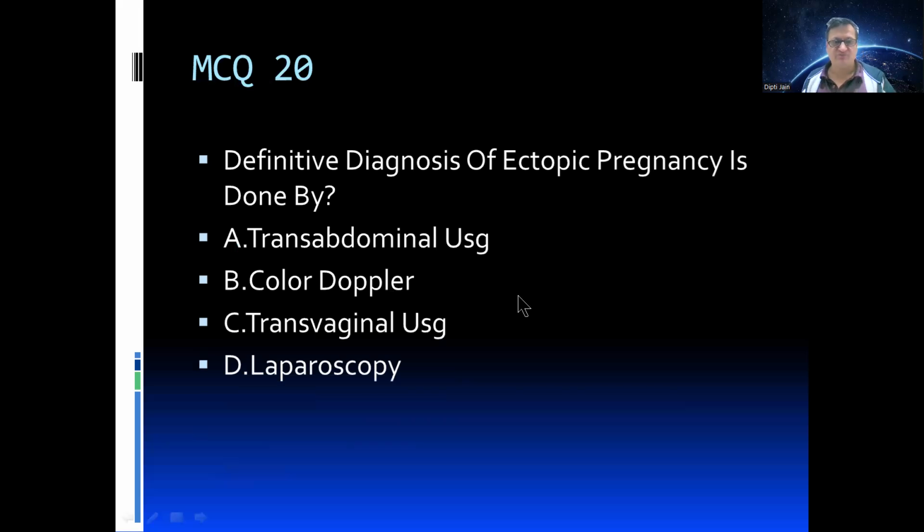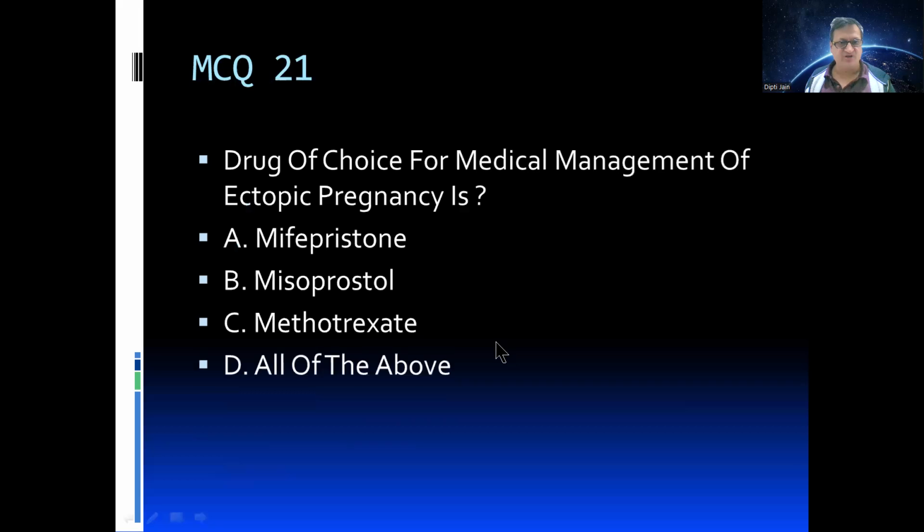Definitive diagnosis of ectopic pregnancy is done by transabdominal USG, color Doppler, transvaginal ultrasound, or laparoscopy. So laparoscopy can do the definitive diagnosis of the ectopic pregnancy. So answer is laparoscopy. Drug of choice for medical management of ectopic pregnancy is, so we already know, methotrexate is used for the medical management of the ectopic pregnancy. So answer is C.